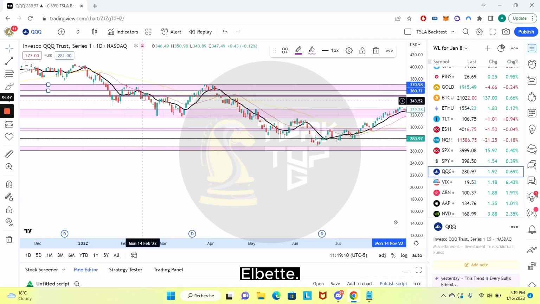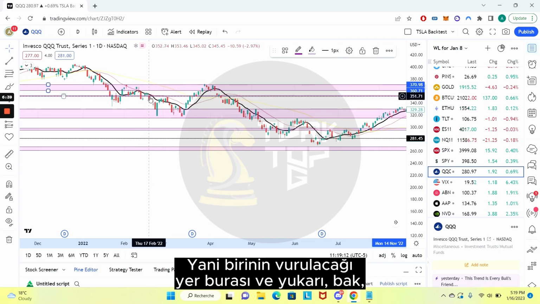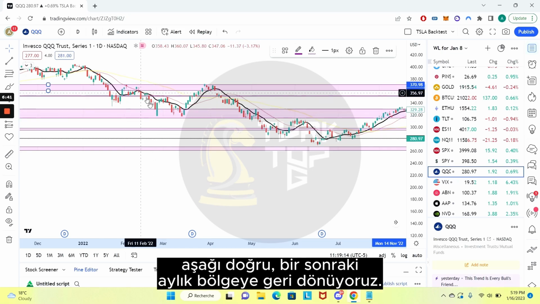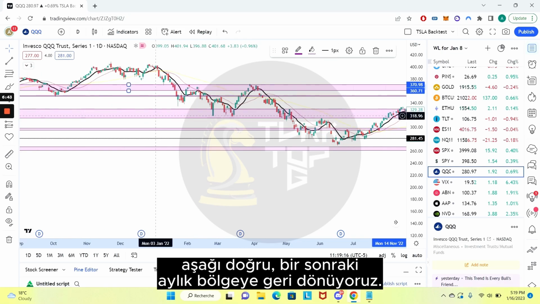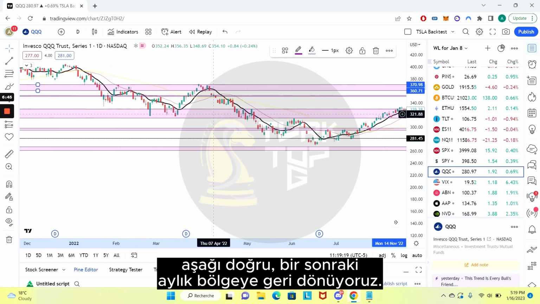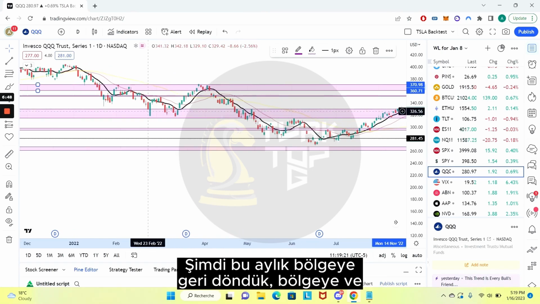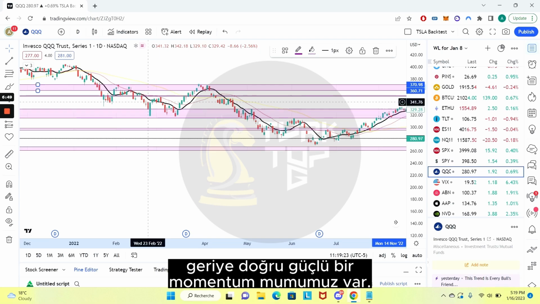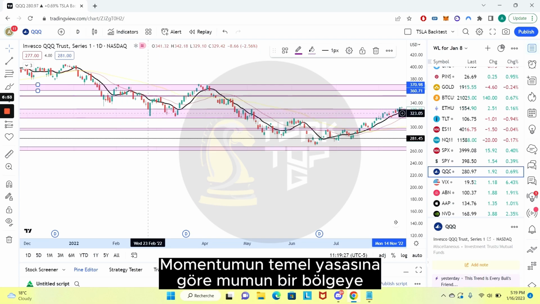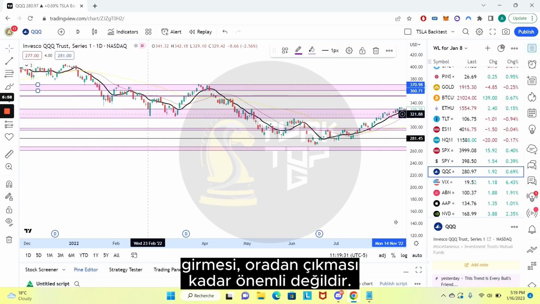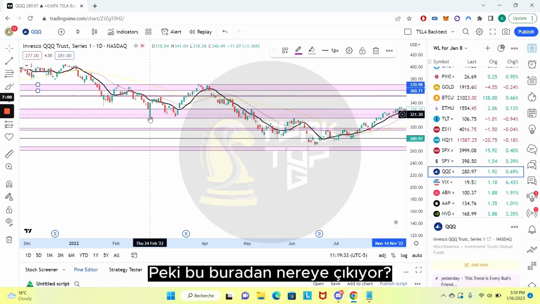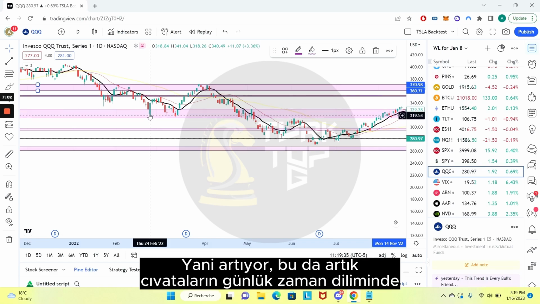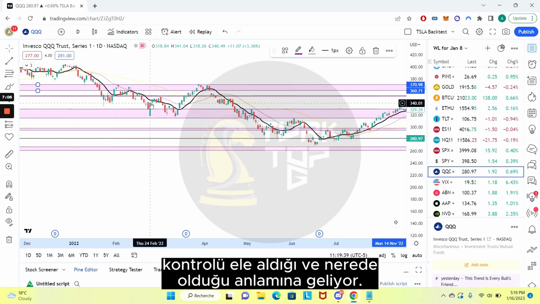All right, so that's where one would get short, and we head lower back to the monthly zone. Now back in this monthly zone, we have this strong momentum candle into the zone, and back to the basic law: a momentum candle going into a zone is not as important as the one leaving it. So where does this leave here? It leaves green, so it goes up, which means now bulls have taken control on the daily time frame.